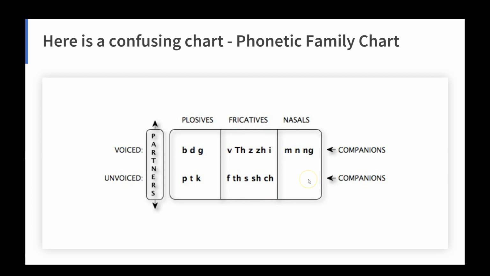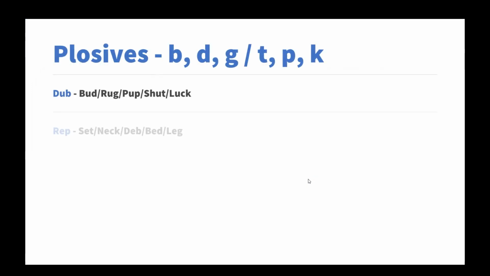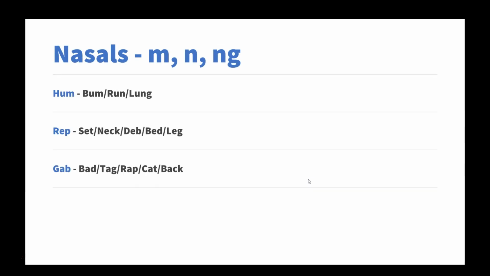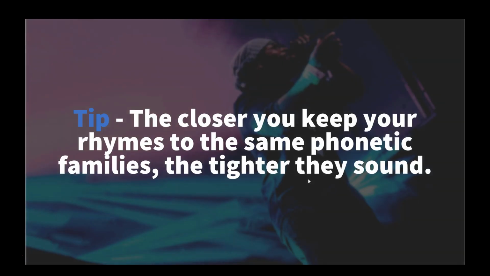And then you have the nasal option, which is still there, it's available, and there's words that have those in them. So hum, rum, bun, lung, tongue, and those are all grouped together as well. Sorry about those slides, they look a little messed up. But the closer you keep your rhymes to the same phonetic families, the tighter they sound, okay?